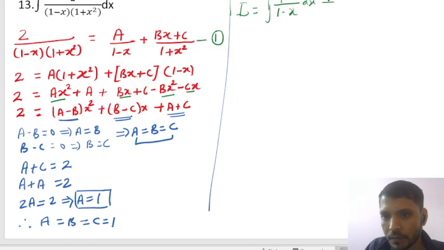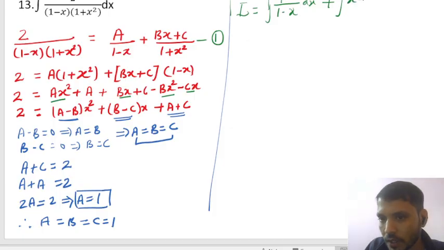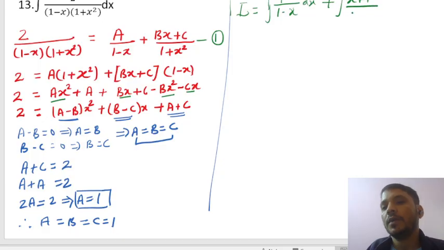Now for the second part, plus B is also 1. So here B into x plus C, that means it will be x only, and plus C is 1. So x plus 1, divided by 1 plus x square, into dx. Now how can we solve this?